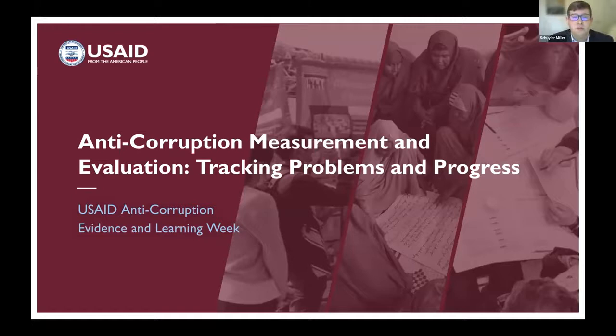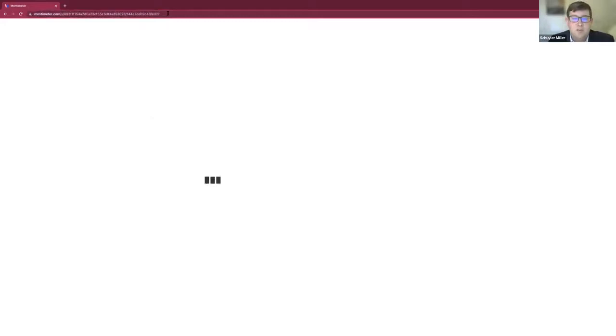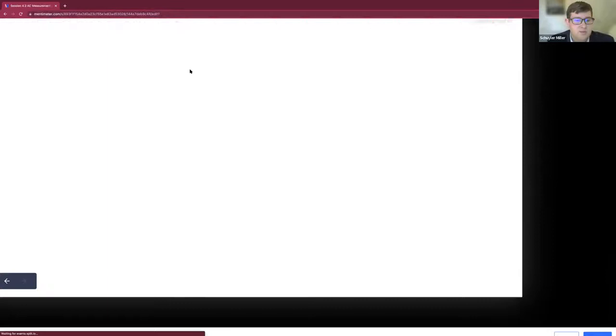So before we begin our panel, we'll just have a quick poll question for the audience just to get a sense of where folks are coming from on this issue and what you're most interested in. Can we have a screen share of the poll, please? So as these come in, we'll just reflect. We're really asking the question, which of the following approaches to M&E of corruption, anti-corruption, are you most interested in learning more about? So let's see what folks say through the poll.